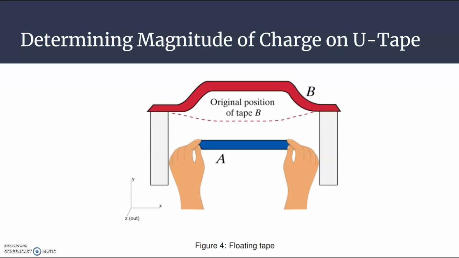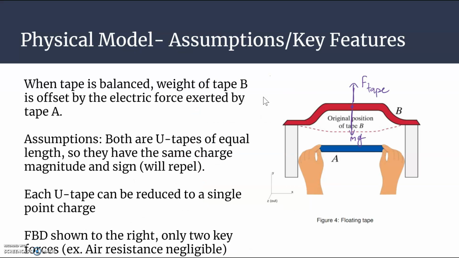Determining the magnitude of charge on the U-tape was slightly more complicated. What we did was set up an experiment where we would try to float a U-tape that was balanced in the air. In this situation, we had to make some assumptions, and there were some key features that are worth noting.